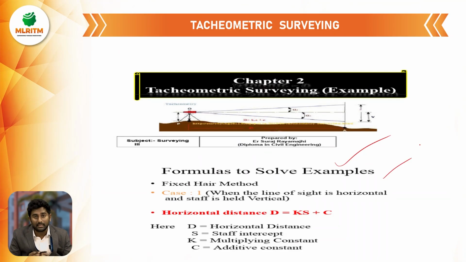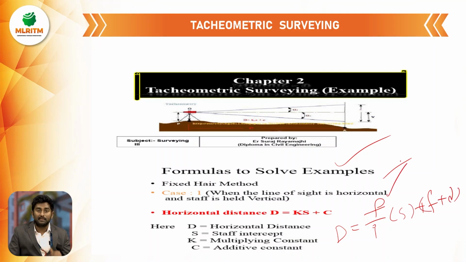Solve the examples in the tacheometric surveying. In this mathematical formula, distance equal to F by I into S plus F plus D. F by I means multiplying constant of the tacheometry. S is equal to staff intercept values. F plus D is the additive constant of the tacheometry. Focal length distance plus distance between the optical center of the image to the instrument lens.